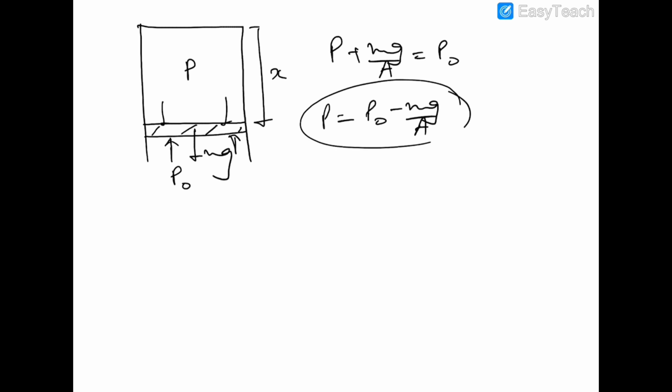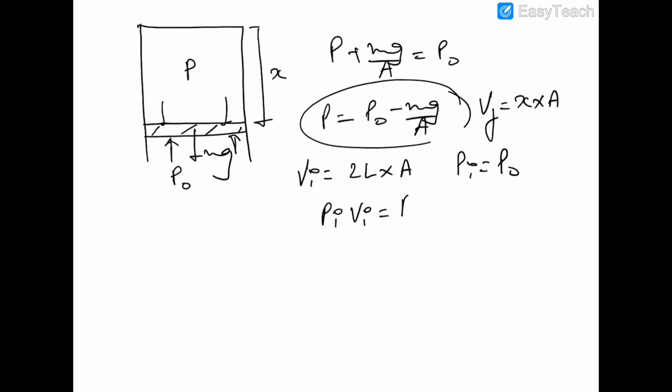This is the final pressure, and final volume V final will be equal to x into area, and the initial volume V initial was 2L into area, and initial pressure was P naught. So we have already seen that this cylinder is a conducting cylinder, which means that this process would be an isothermal process, and we can use the characteristic equation of isothermal process, which is P1 V1 is equal to P2 V2.